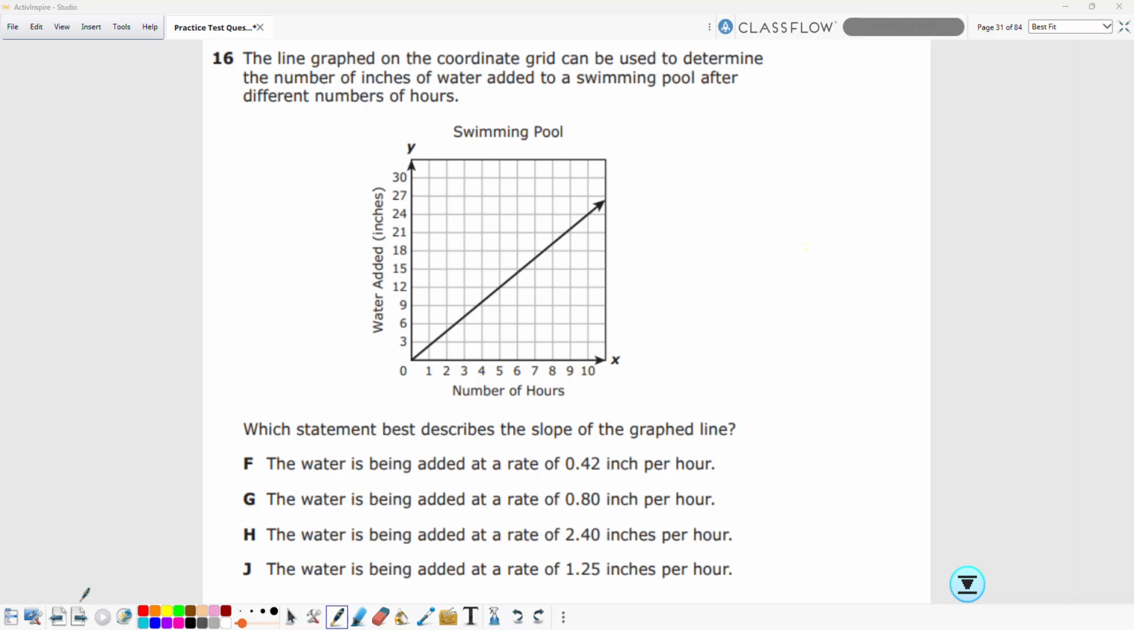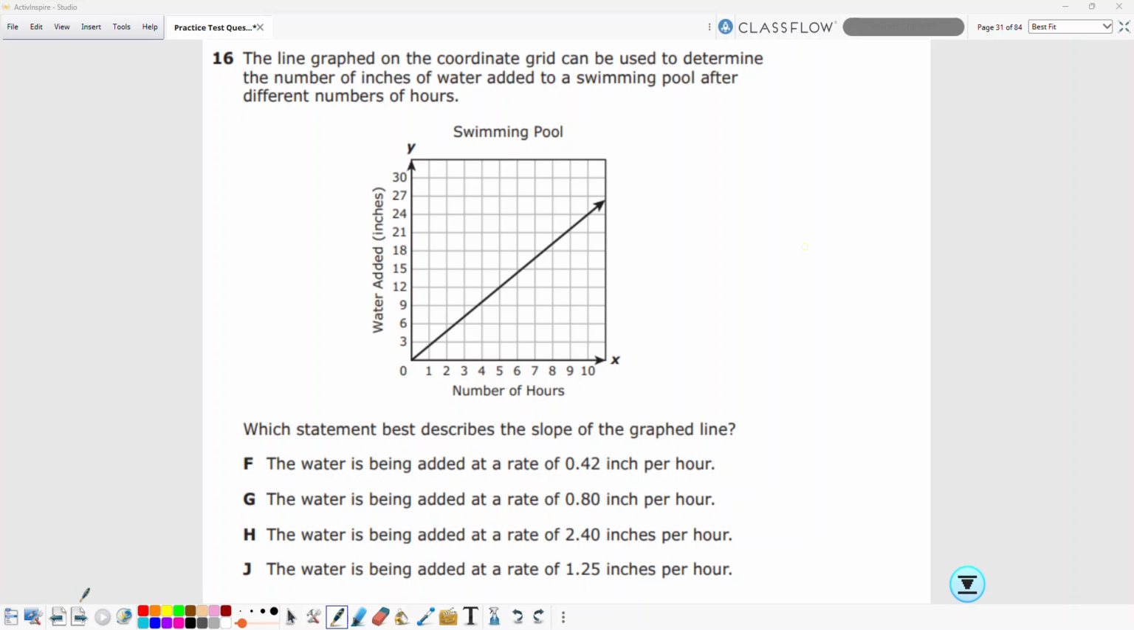16. The line graphed on the coordinate grid can be used to determine the number of inches of water added to a swimming pool after different numbers of hours. Which statement best describes the slope of the graphed line? The slope is how fast we're filling the swimming pool. It's the rate at which we're filling it. Okay, it's how many inches per hour.